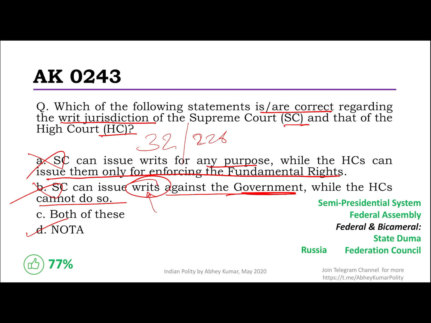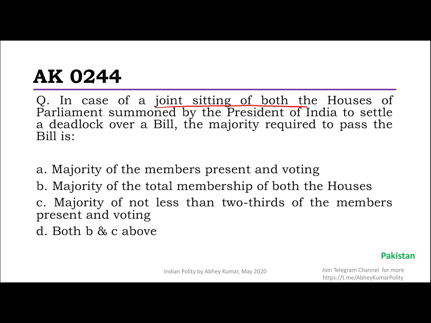So quickly moving on to the next question that we have. And that is, in case of a joint sitting of both the Houses of Parliament summoned by the President of India to settle a deadlock, the majority required would be. See, these are all ordinary bills that you have, and financial bills also. So all ordinary bills in either houses, unless there is a special provision for some specific situation, the majority that you need is always the majority of the members present and voting.